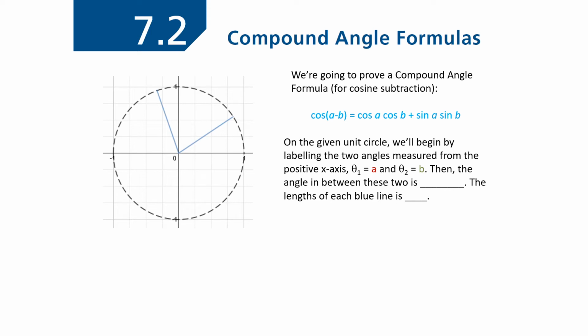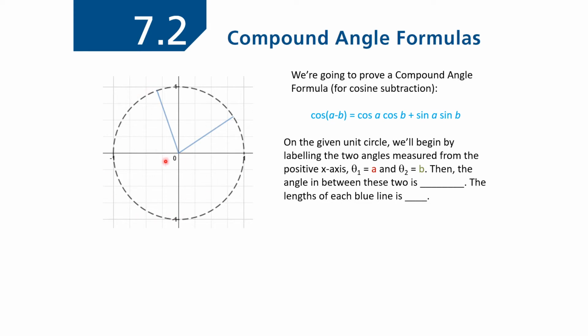This is our lesson on the compound angle formulas, and we're going to start by proving one of these formulas, showing you where this formula comes from. So we have a unit circle here. Unit means its radius is 1, and the 1's kind of covered up there, but these are all 1s and negative 1s all the way around.